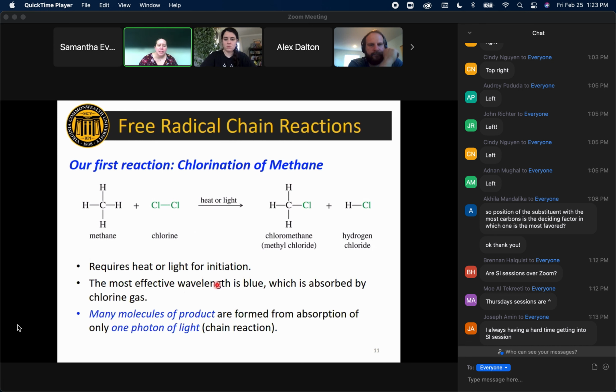So another couple of things about this reaction that I want to point out: I mentioned it does require heat or light. And then also that if we have just one photon of light, so just a little bit of light, we can use that one photon of light to generate a lot of products. And that's the chain reaction aspect of this reaction. So we're going to use just a little bit of heat or light to get things started. And then once we've gotten things started, they're going to kind of keep going on their own, like a self-fulfilling prophecy kind of. And you'll see what I mean by that when we go through the mechanism for this reaction.